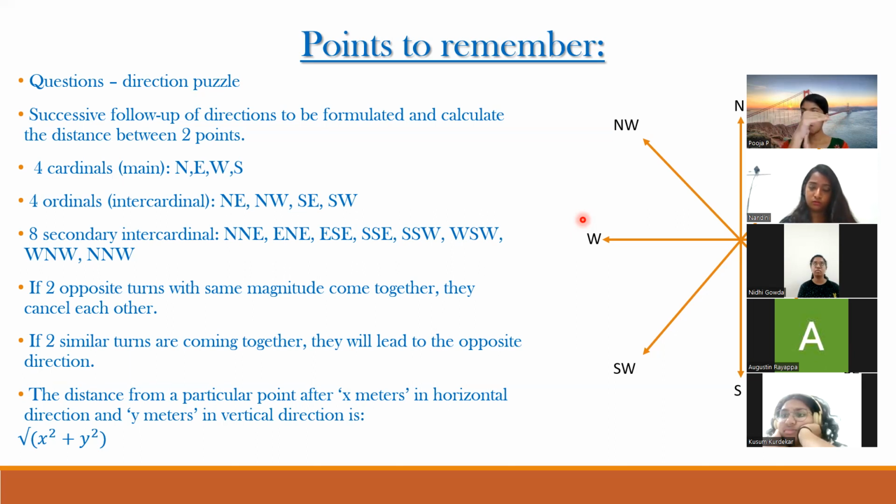You moved 5 meters left. So now you are here. Which is your left? This side. If you turn this way, this is your left, this is your right. So if you're coming to the left, then what happens? You are moving down towards south. So where did you start? North. Now where have you landed up? South. So if two similar turns come, that means you're going in the opposite direction of what you started.